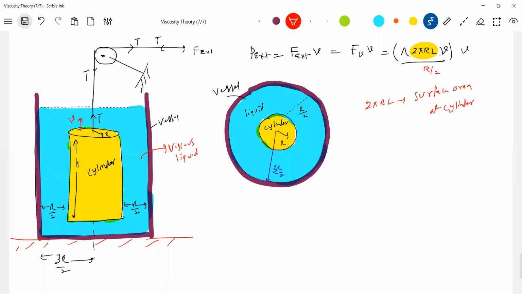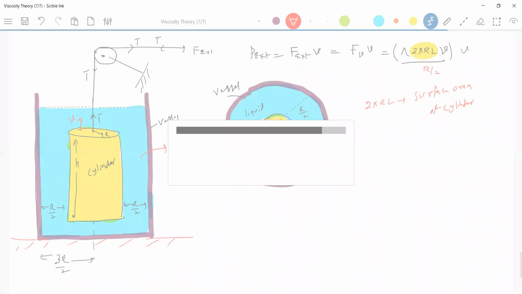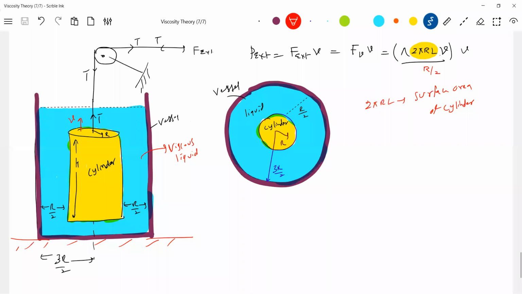So definitely it's not that easy. We should be very careful about where all the liquid is in contact with the surface of a solid. That surface area has to be kept in the formula here: eta A dV by dR, and what is this R by 2? The perpendicular distance of the solid surface from the vessel has to be calculated. So in different problems, the distance R by 2, this 2 pi RL, will be different based on the body and the situation.